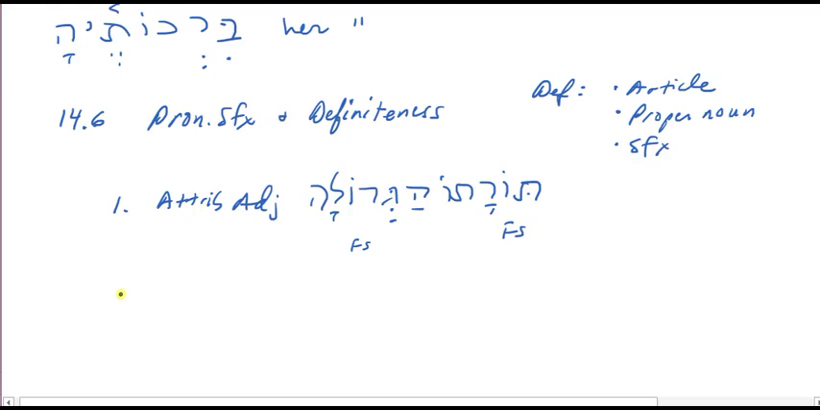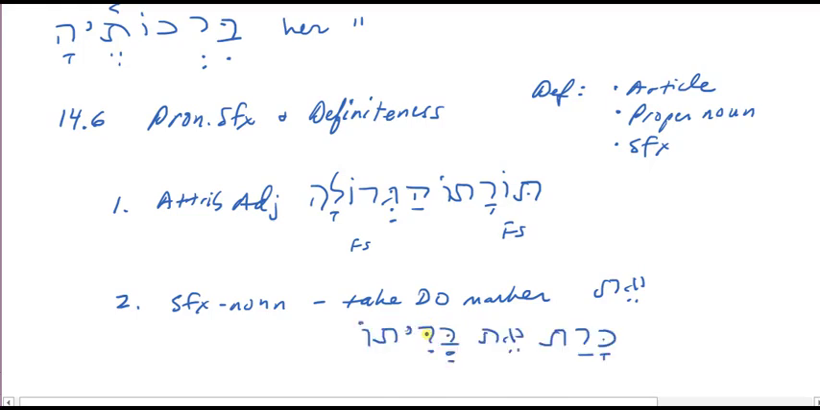Okay. The second example that Ross shows is that when you have a suffixed noun, a noun with a pronominal suffix, it will take the direct object marker. Okay, remember that's the word et. It'll take the direct object marker if it's definite. Not just suffix nouns, other sorts of definite nouns like these will take the direct object marker. And so if I have a pronominal suffix on a noun and it's the direct object, it's definite, it needs the direct object marker or the sign of the accusative as well.